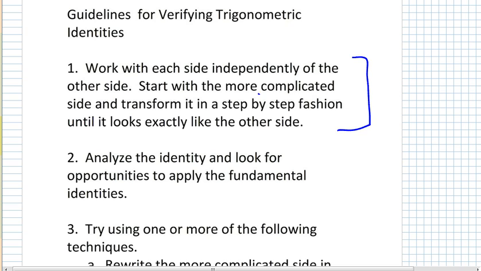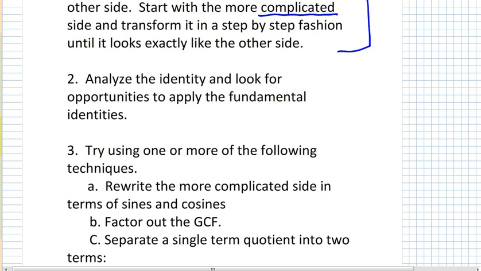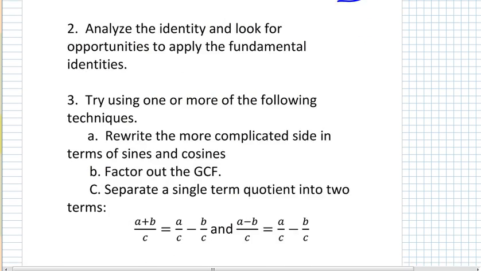And remember, I said start with the more complicated side. If one doesn't seem to be more complicated than the other, then you have a choice. Second thing you want to do is to look for opportunities to apply the identities, that list of identities I gave you. You should have it with you at all times when you're doing these problems. If you don't, then basically you haven't paid attention to a word I've said the whole time.